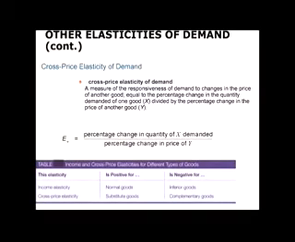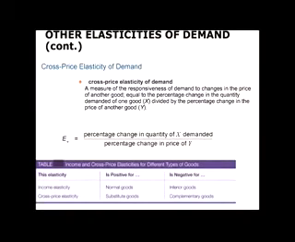We can also look at cross-price elasticity. We know that the price of other goods will affect the demand of a given good because they might be a substitute or a complement. So the cross-price elasticity of demand measures the responsiveness of the demand for one good, say good X, to a change in the price of another good, and it's computed by looking at the percent change in quantity of X demanded divided by the percent change in the price of Y.